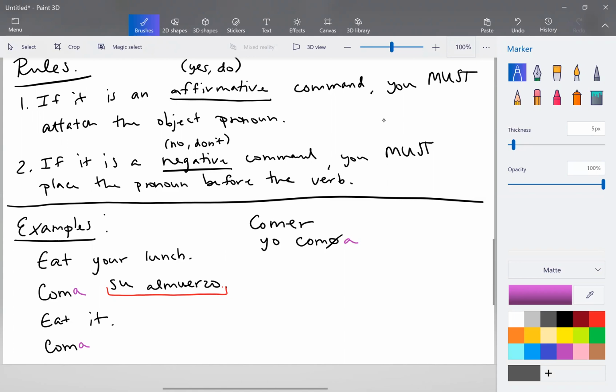Cómalo. Yeah, cómalo. Perfect. Cómalo. And when we attach it to the end, we have to put an accent mark on the third syllable from the end. Cómalo. You know what? That's not a good rule, because sometimes it's going to change. Don't worry about the accent marks right now. We'll work on it next year. Cómalo.